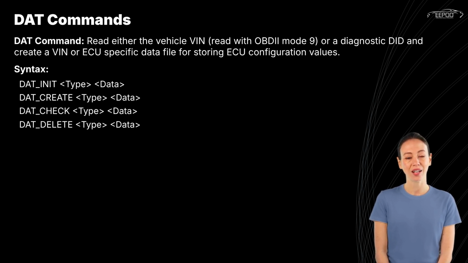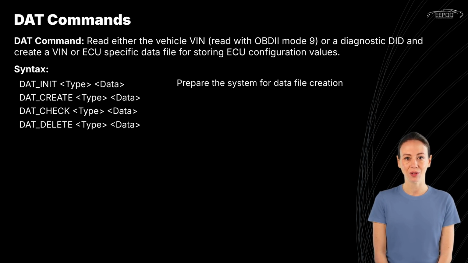Now, what is a .dat file? A .dat file is a special data file that FSCRIPT creates automatically when you use these commands. It's named using either the VIN or a DID value, depending on what you choose. On MyCANIC IoT, the file name can include the full VIN plus CAN ID or DID value with a .dat extension. First step is always dat init.